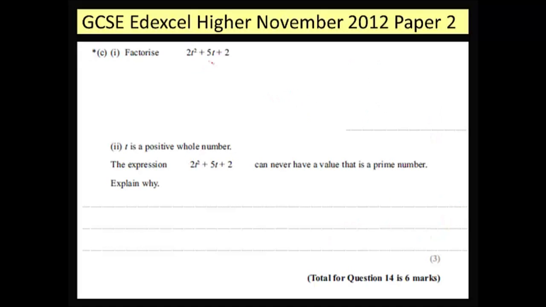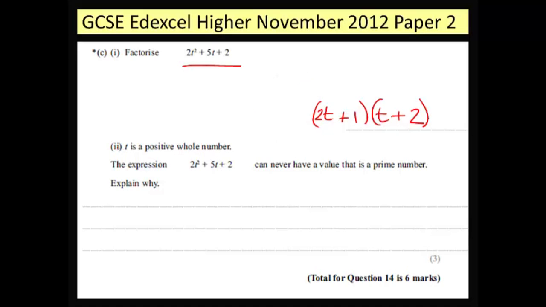Part C, slightly trickier because my coefficient of the t squared is now not 1, it's 2. But again, this is going to end up with double brackets, and my solution here is going to be 2t plus 1 and t plus 2. And if I'm not sure about this, I can use a grid method to multiply the thing out and double check I get back towards that.